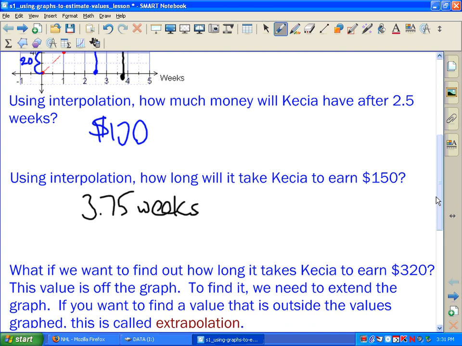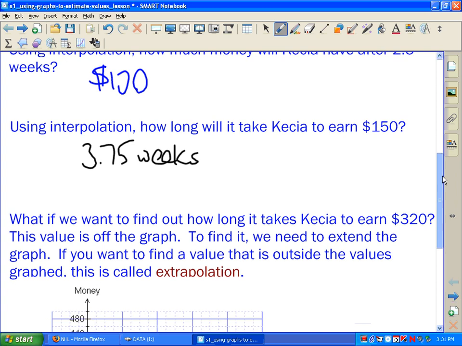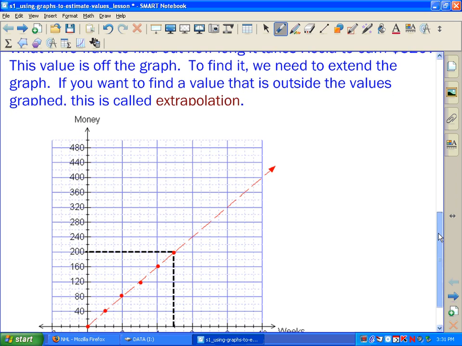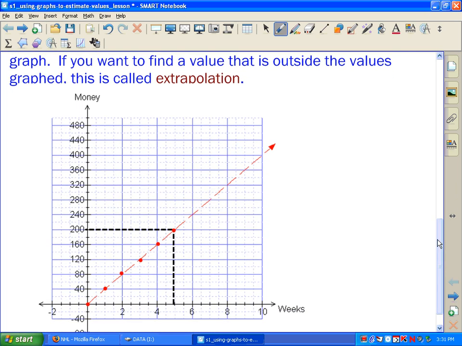But what if we wanted to find out how long it takes Keisha to earn $320? That value is off the graph. To find it, we need to extend the graph. If you want to find a value that's outside the values graphed, this is called an extrapolation.